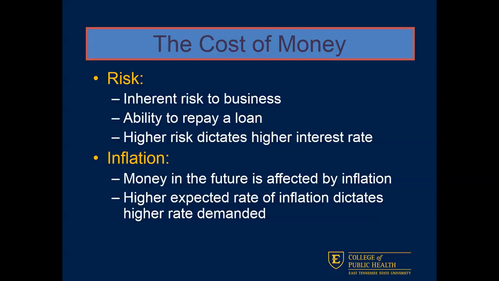So we want really high credit scores, which translate into lower interest rates if we're thinking about us personally applying for loans or things of that nature. The same thing is true for organizations: the higher the risk of the organization, the higher the interest rate they can expect to pay. And along those same lines, when we talk about inflation, the higher the expected rate of inflation is really going to dictate the level of demand out there. So the higher the rate of inflation, the higher the rate of demand.